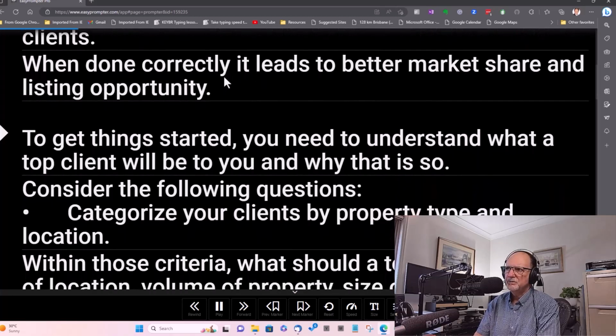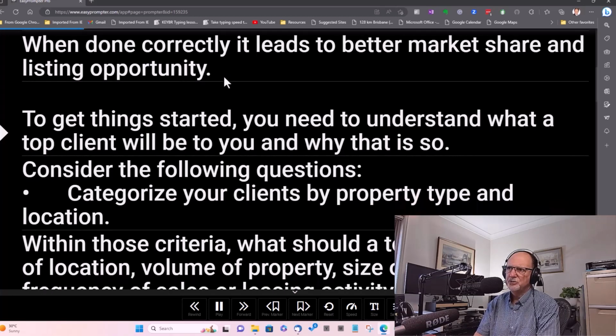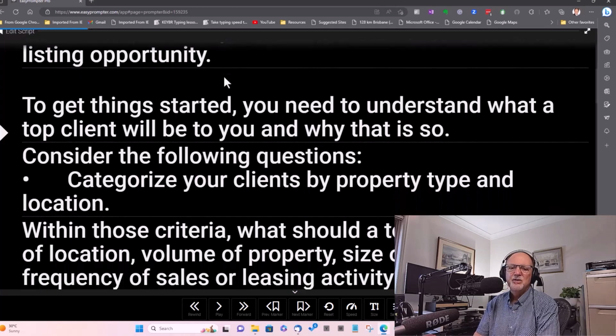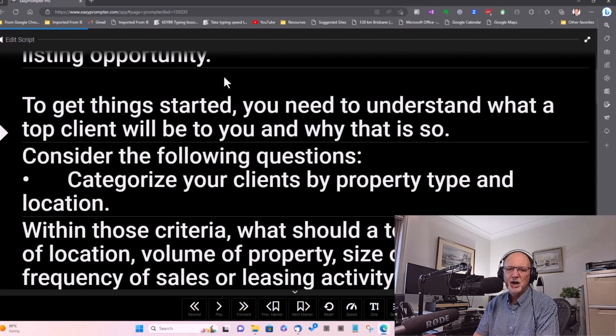To get things started, you need to understand what a top client will be for you and why that is so. That suggests that you should define what a client is by type, by location, and even by the cash that they can spend. Maybe they prefer office, industrial, or retail property. Maybe they have a certain amount of cash, maybe 5 million, 10 million, 50 million, whatever it is. Understand what they need when it comes to purchasing something. And of course, selling as well. You want to get their business when they want to sell. You want them to remember you when that time arises.